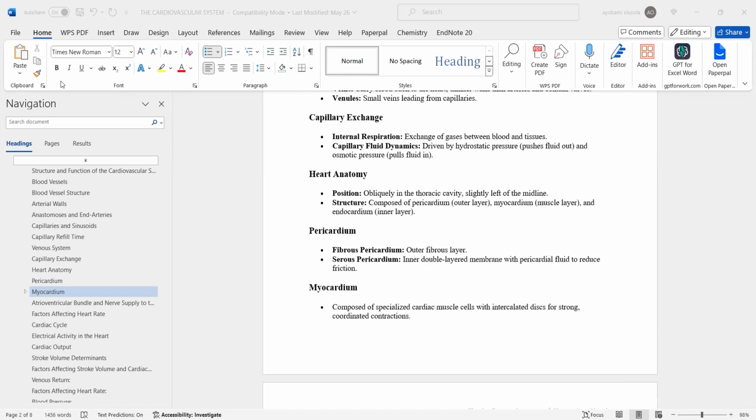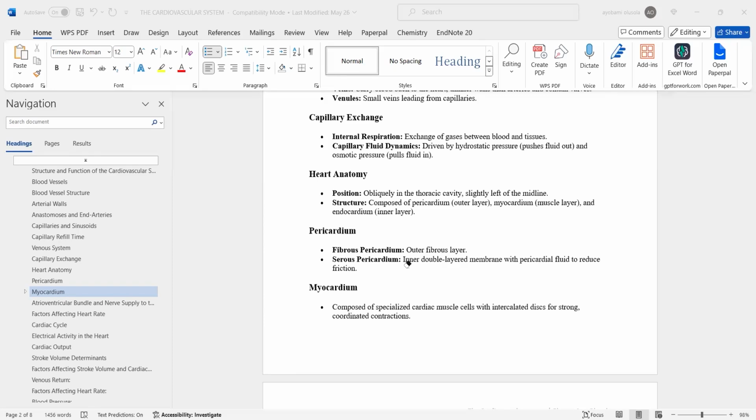So the heart is also a muscular structure, and it comprises three layers. We have the pericardium, which is the outer layer. Then we have the myocardium, the middle muscle layer, and we have the endocardium, which is the inner layer. The pericardium is found in the pericardial cavity, and it consists of two layers, the fibrous layer and the serous layer.